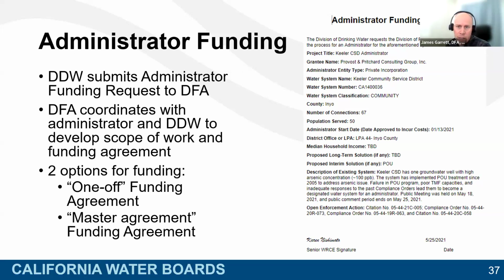DFA has developed two types of funding vehicles that would provide funding to the administrator, and it really depends on the preference of the administrator when deciding which one makes the most sense, taking into account their situation. The first option for funding is the quote one-off funding agreement, which provides a single funding agreement to fund a single administrator assignment. These tend to make sense when we have one entity that would act as an administrator just for one water system. And then the second option would be the quote master funding agreement. These establish a blanket funding agreement that's similar to what we have in place with TA providers, and DFA assigns a work plan to be executed under the master agreement for each administrator assignment. So these master agreements are appropriate when it's likely that one administrator would act as an administrator for multiple water systems.